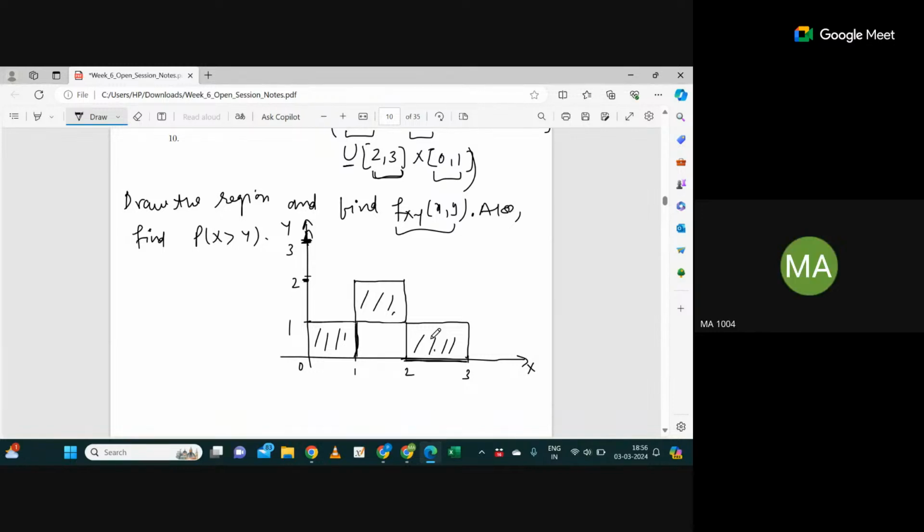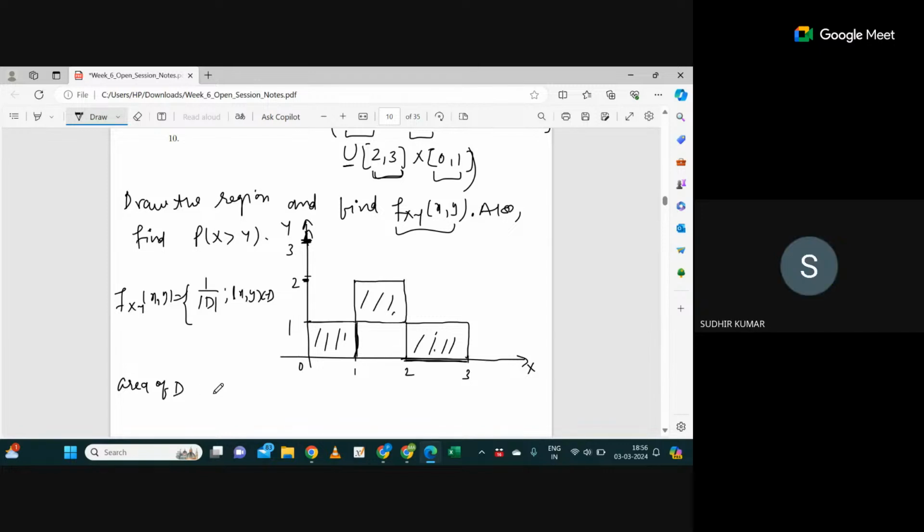Correct. So first of all, we have to find the joint density. So we know how we have defined joint density: f_XY(x, y) is nothing but 1 upon modulus of D when (x, y) belongs to D. So this D is nothing but the region, so first of all we have to find the area of D. How will you calculate the area of D? First of all, tell me, what is the area of D here?